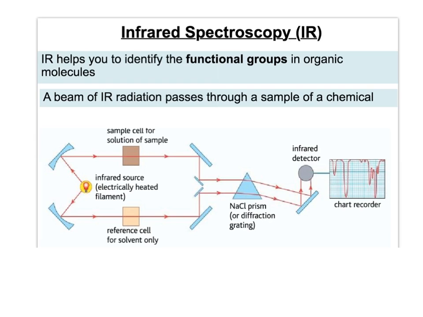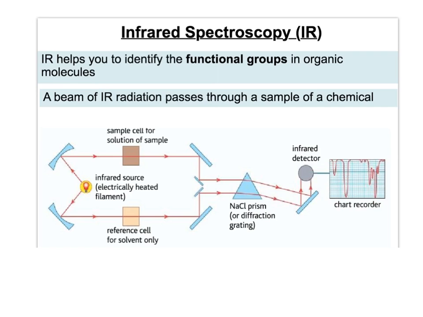And what happens is the sample contains bonds, and those bonds absorb some of the infrared radiation. So they absorb some of it, but some of it they let through. So the stuff they let through carries on through here, don't worry about what that is, and hits the detector. And this is the important bit you need to understand, which is about reading these graphs.